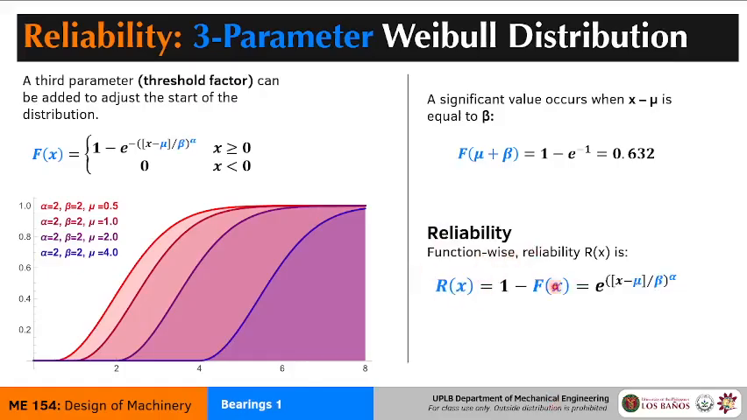Reliability is just 1 minus the failure function, or the Weibull distribution. And you just end up with this one single exponential function. You lose the 1 minus here, and it just becomes this sole exponential function.